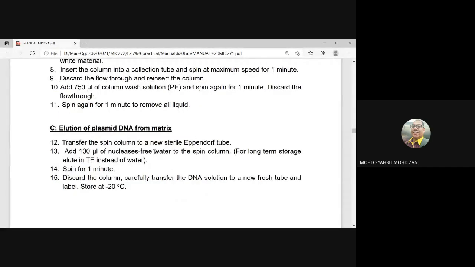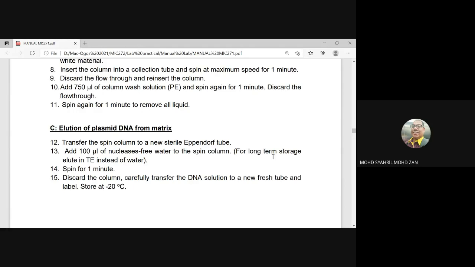So now you have to transfer the spin column to the new sterile Eppendorf tubes. Okay. So number 13, add 100 microliter of nuclease free water. Okay, nuclease is enzyme. Okay, tujuannya adalah untuk dia menghancurkan semua nukleus ataupun gene structure yang ada. So tinggal plasmid je. Okay, to the spin column.